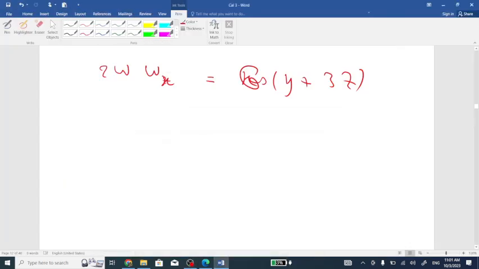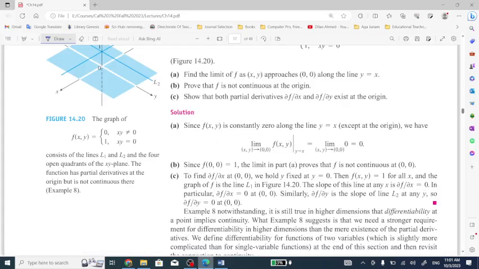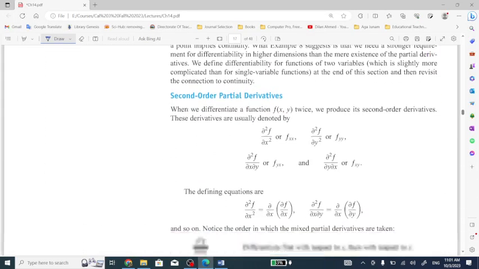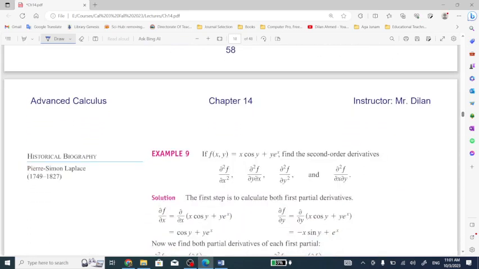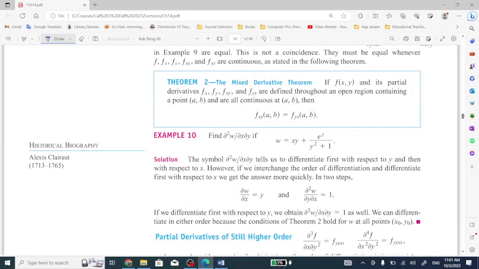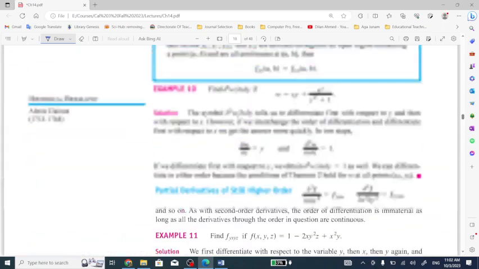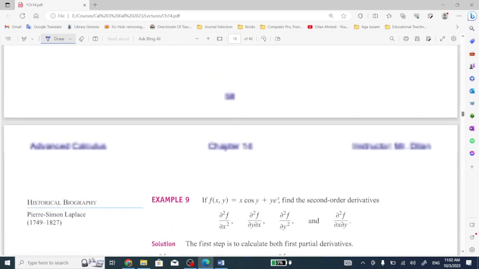Now again we are at 14.3. We are talking about continuity and partial derivatives, and as well we have higher derivatives. So I'm going to talk about higher derivatives. Look at here.